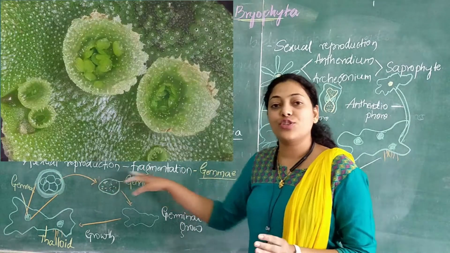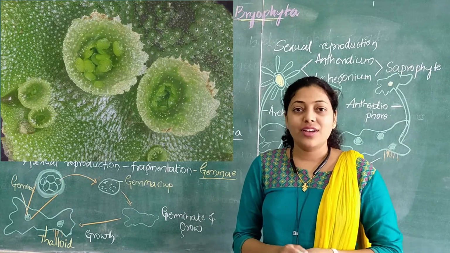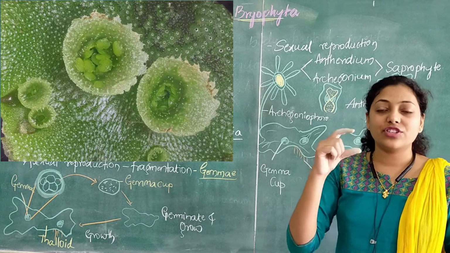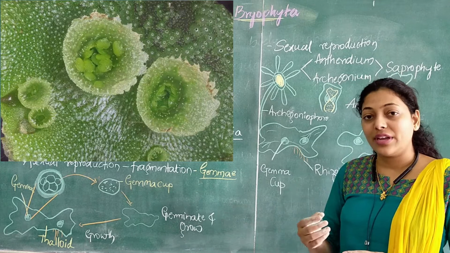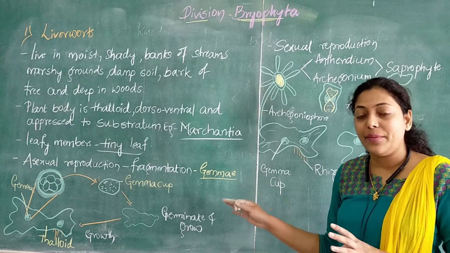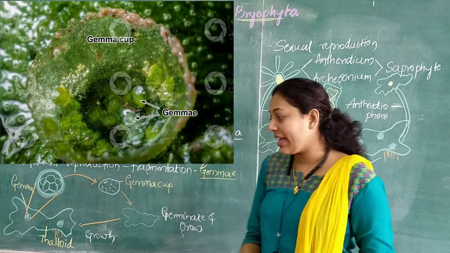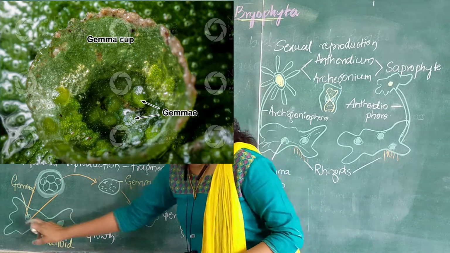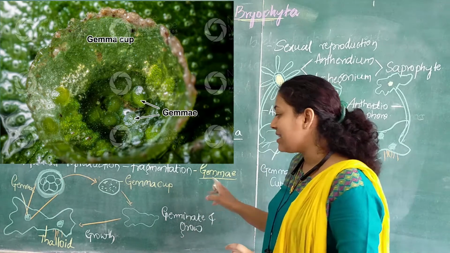That's why the asexual reproduction takes place with the help of fragmentation. Rapid division of the body forms smaller divisions called fragments, and these fragments are called gemmae. Singularly you can call it a gemma. Here is how the gemma looks: if this is a thalloid plant body, it has certain darker regions, single circular darker regions, which are called gemma cups.